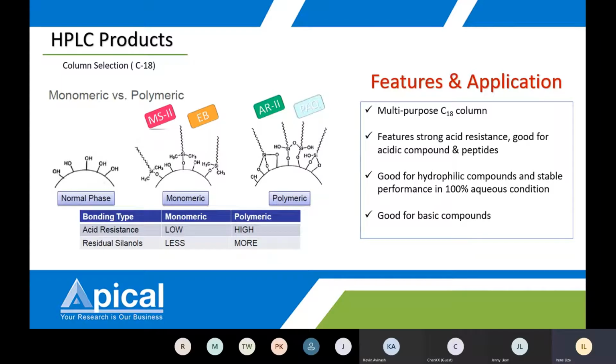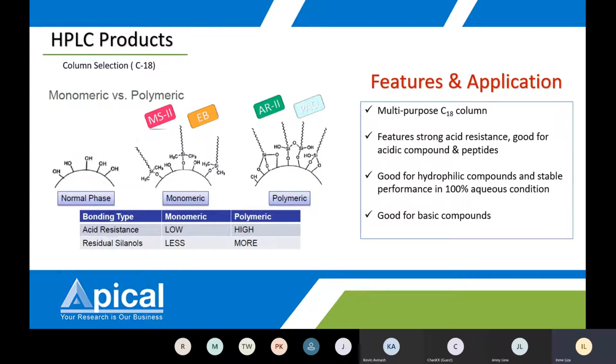So for this particular column, basically we have two types. One is monomeric, another one is polymeric. It's actually based on the acid resistance and also residual. So monomeric tend to have low acid resistance, while polymeric tend to have higher acid resistance. They are still under the C18 base column.